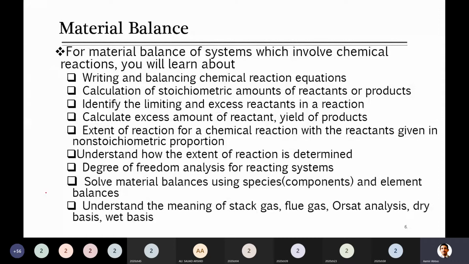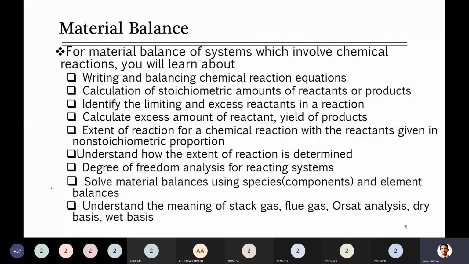Then at the end, that's something related to stack gas analysis, or we call it flue gas analysis. That's something like Orsat analysis, dry basis, wet basis. This we have to look at, and I think with this we will link something which we studied earlier, the ideal gas equation. And if you remember, there was a topic related to material balance on the ideal gas equation. So after this, I will quickly go back to that chapter and solve those problems.